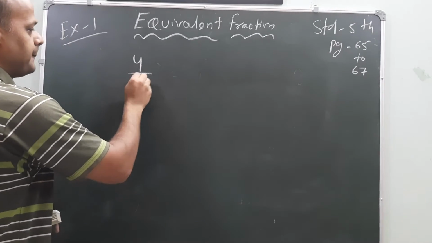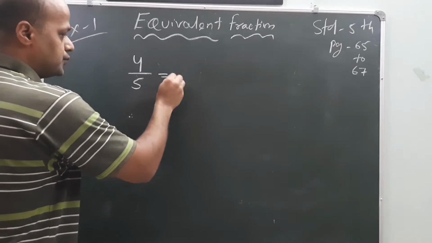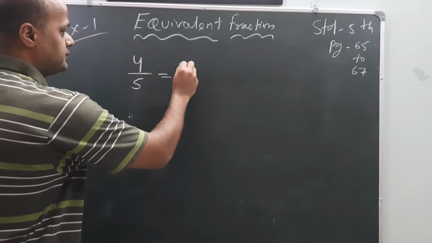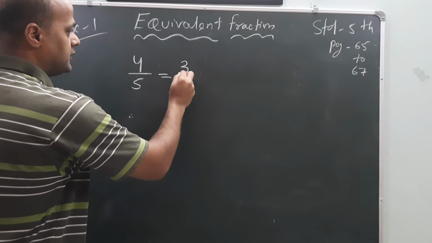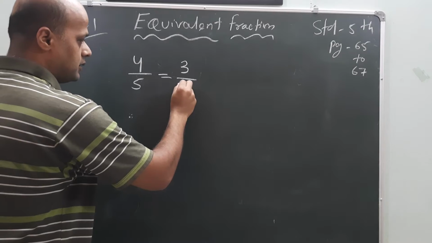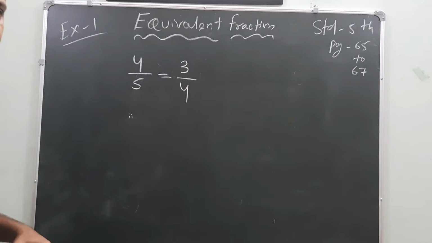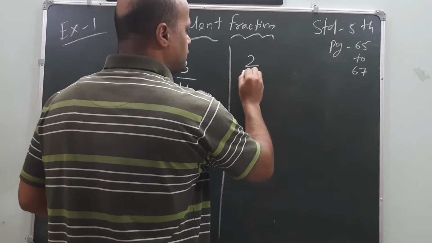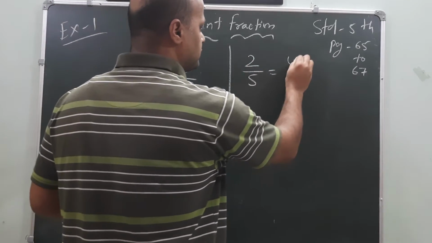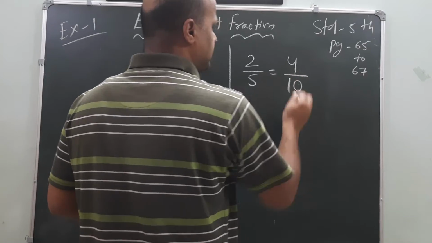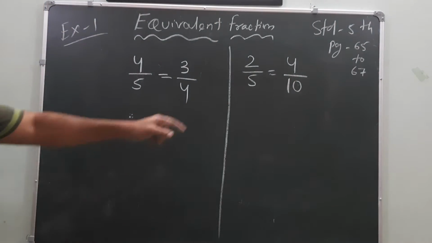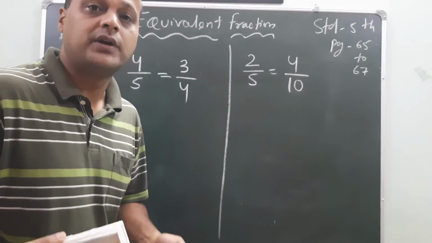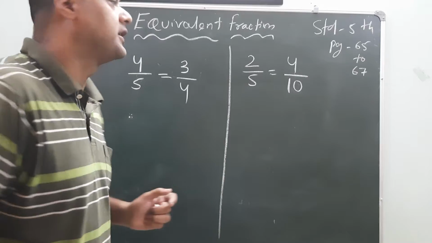Is 4 by 5 equivalent to 3 by 4? Or, 2 by 5 is equal to 4 by 10, because we did this one. But how will we quickly find out whether it is an equivalent fraction or not? The simple trick is there.